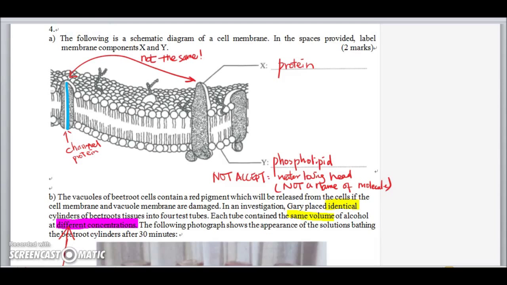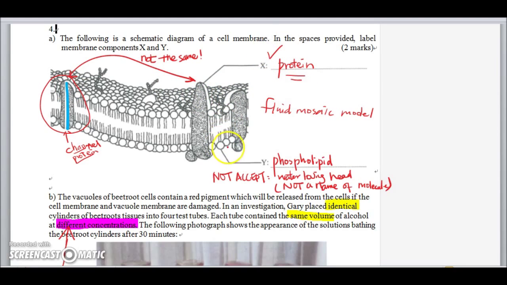Question 4. This shows the fluid mosaic model of the cell membrane. Label X as the protein. And remember, X is different from the protein here, which is a channel protein. You see the channel. Now I showed it in blue. They are not the same. So you better label this as a protein.